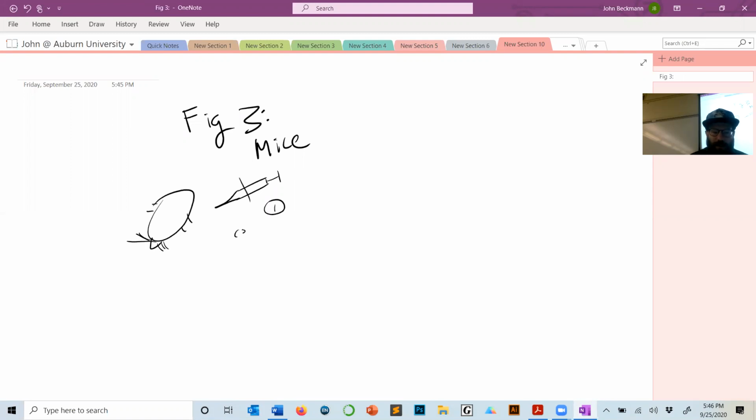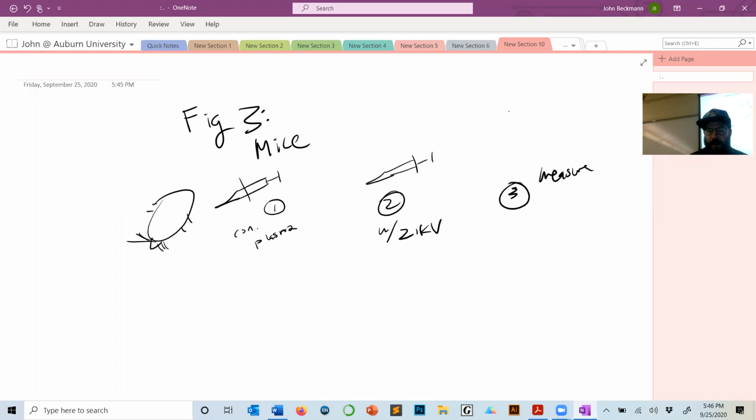They inject it with the convalescent plasma. Step 2, second injection with Zika virus. And then 3, what do they measure? They measure a bunch of stuff, but figure 3A, the most important figure, they measure survival. So they're injecting the mice with something that in theory could protect them, and then they inject them with Zika virus, and the Zika virus kills them. Now, if you guys have been listening closely to my lectures in the past, should Zika virus kill the mouse?